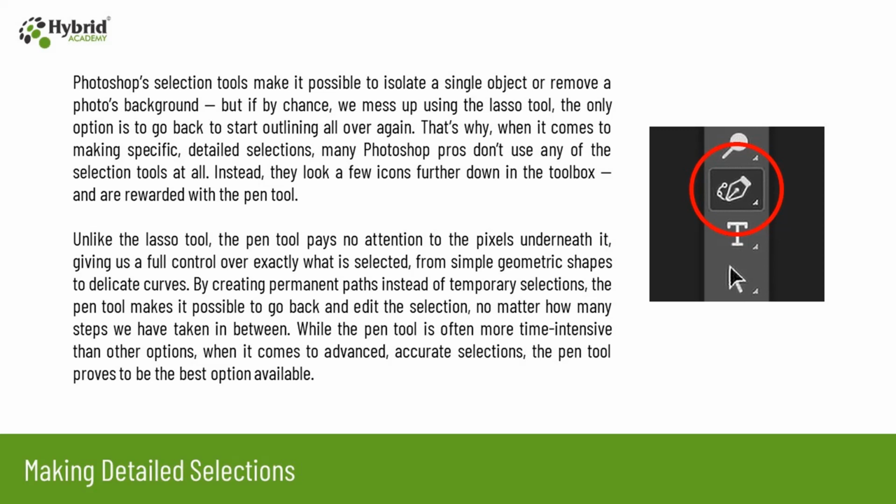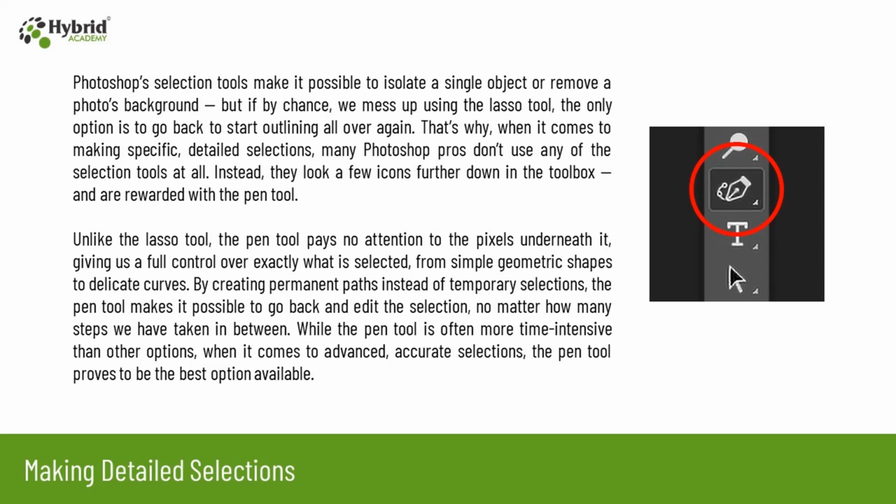at all. Instead, they look a few icons further down in the toolbox and are rewarded with the pen tool. Unlike the lasso tool, the pen tool pays no attention to the pixels underneath it, giving us full control over exactly what is selected, from simple geometric shapes to delicate curves. By creating permanent paths instead of temporary selections, the pen tool makes it possible to go back and edit the selection no matter how many steps we have taken in between.